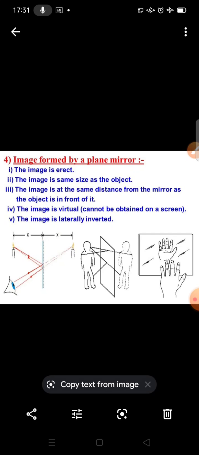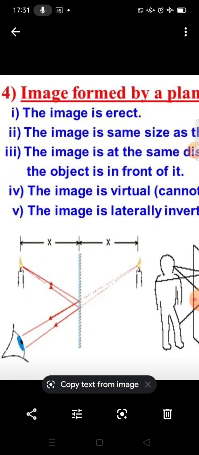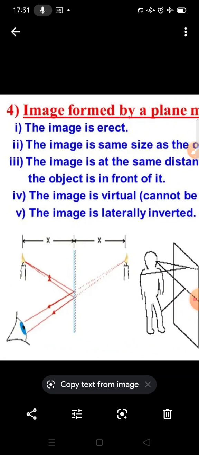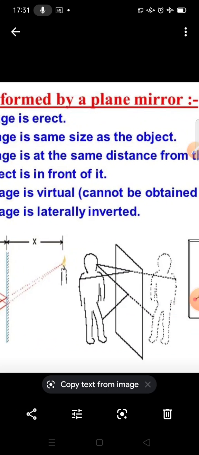Suppose you place a small object in front of a plane mirror. You can see this mirror also. There is a plane mirror, one side of which is polished. So, let's start. Suppose you place a small object in front of a plane mirror, and you can stand also. Rays of light falling on the object are reflected in different directions. You can see this diagram also.